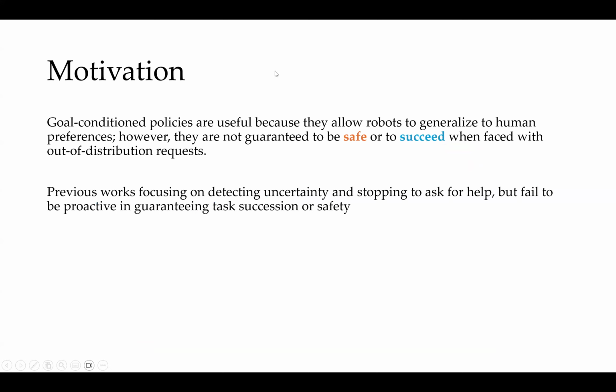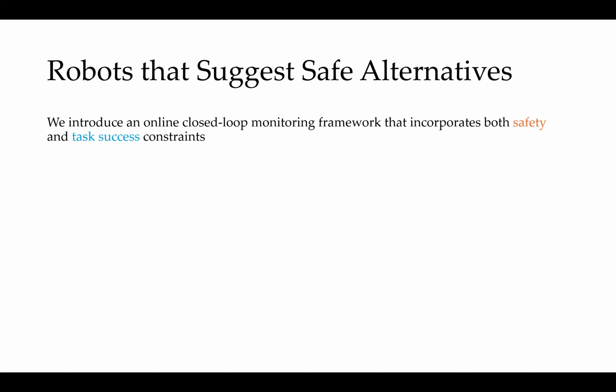The motivation behind this work is that goal-conditioned policies are useful because they allow robots to generalize to human preferences. However, they're not guaranteed to be safe or to succeed when faced with out-of-distribution requests. Previous works focused on detecting uncertainty and stopping to ask for help, but they failed to be proactive in guaranteeing task success or safety. In our work, we introduced an online closed-loop monitoring framework that incorporates both safety and task success constraints.